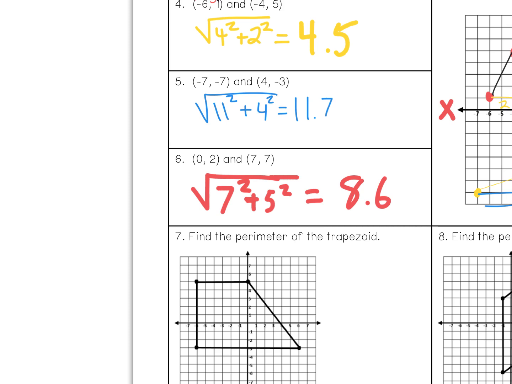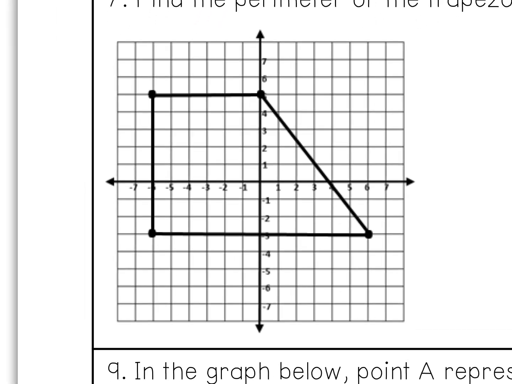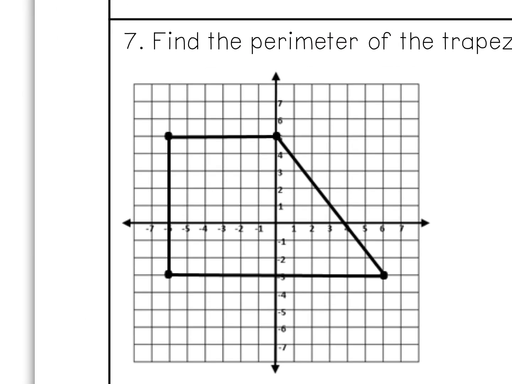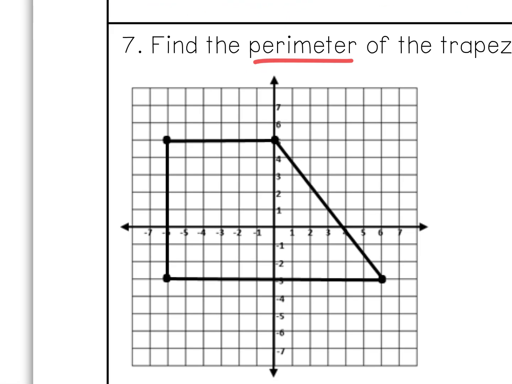Okay, three questions left and we'll be done. Now, it says find the perimeter of the trapezoid. Okay, first thing we need to do. How do you find perimeter? You add all the sides. Okay. Well, how long is this side? 6. Okay, that's side 6.